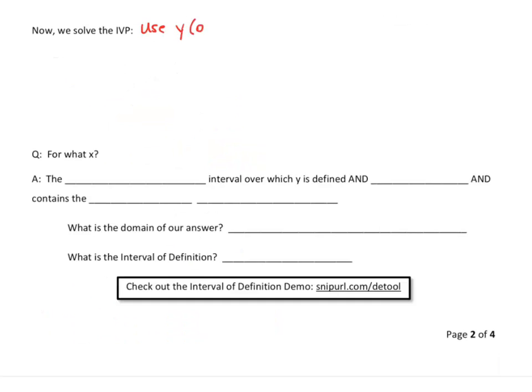Okay, so we're going to use the initial condition y of 0 is equal to negative 1. So plug in 0 for x and negative 1 for y. That gives me 1 over 0 squared plus c is equal to negative 1. That's 1 over c equals negative 1, which means c has to be negative 1. So my final answer to the initial value problem is y is equal to 1 over x squared minus 1.